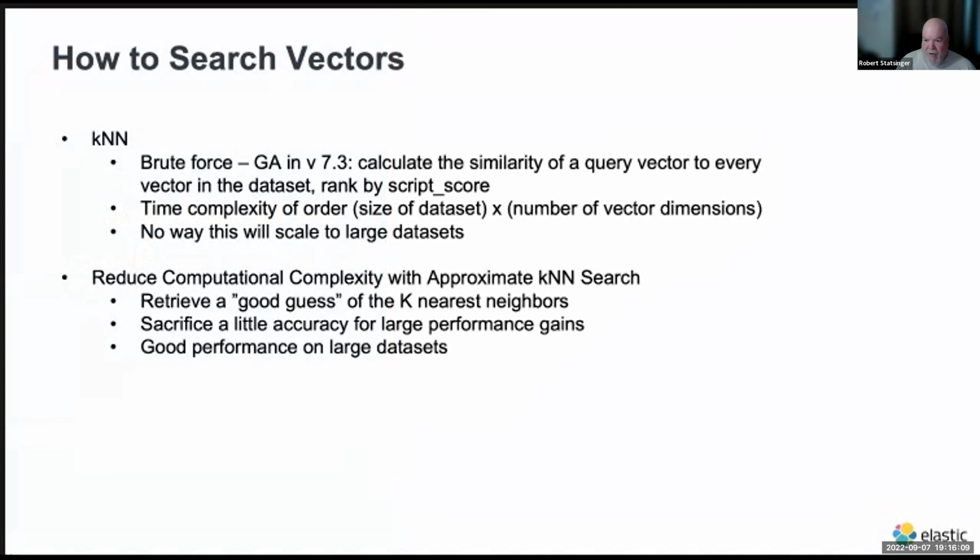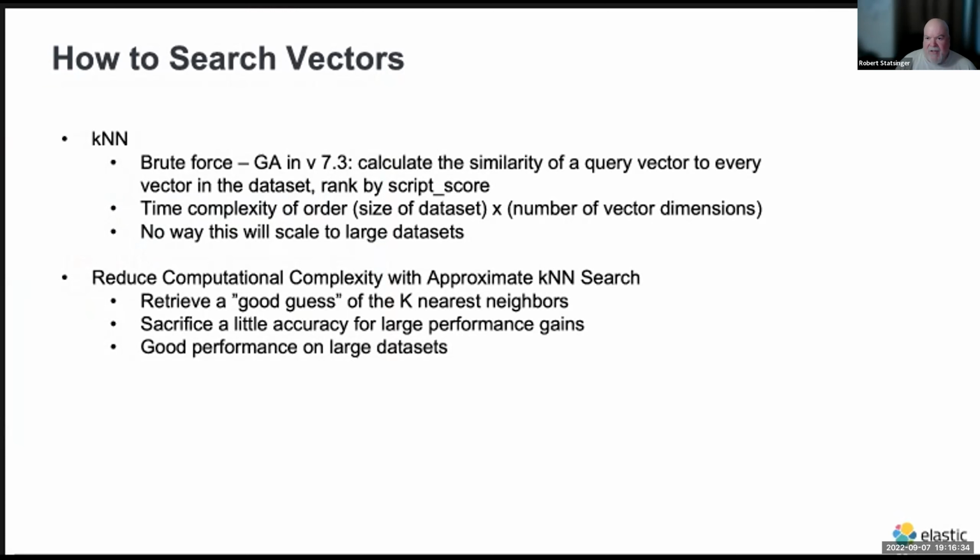So this is brute force, right? This is a brute force comparison of a query vector to every other vector in the data set. So unless you're working with very small indices, this is just not really going to scale. The time complexity is on the order of the size of the data set times the number of vector dimensions. And if you have real world size data, this probably isn't going to be what you need.